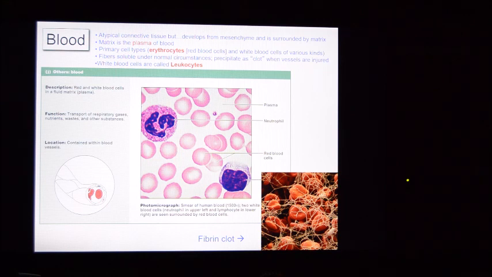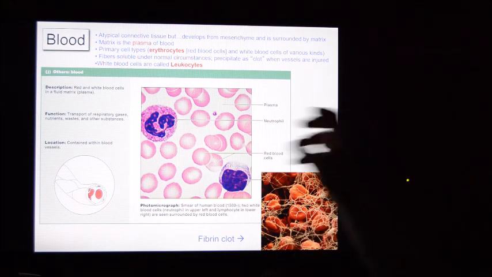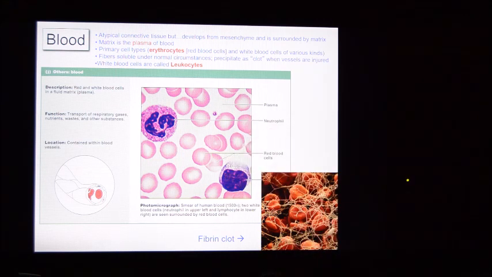And then cells, ground substance, and fibers. So the fibers in blood are actually dissolved, and they come out of solution when there is need for blood clotting. So you form these fibrin clots. These are fibers that would otherwise be dissolved in the blood. They come out of solution when the blood is exposed to the air or to certain paracrine local hormones that stimulate for the fibers to come out of solution and form these clots.